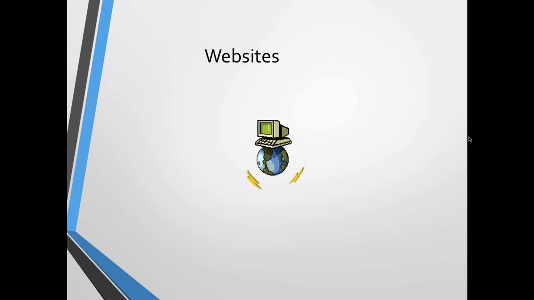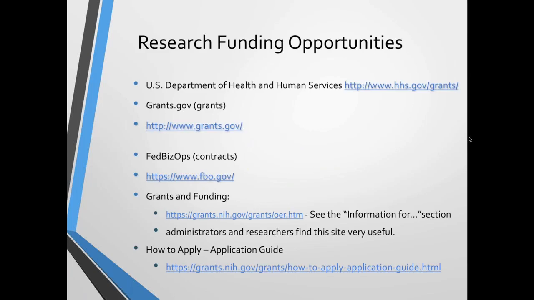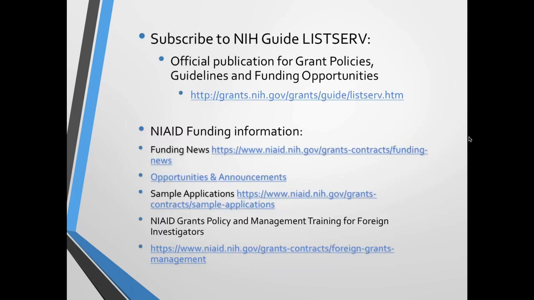So that's pretty much everything I have. I hope that you'll take a look at our research funding opportunities. The links, I have them here for each place that you can find more information. And if you'll note here, Fed Biz Ops, I mentioned contracts. That's the place you want to go to look for government contracts related to what we're doing. Grants funding, how to apply, application guide is a really nice guide.